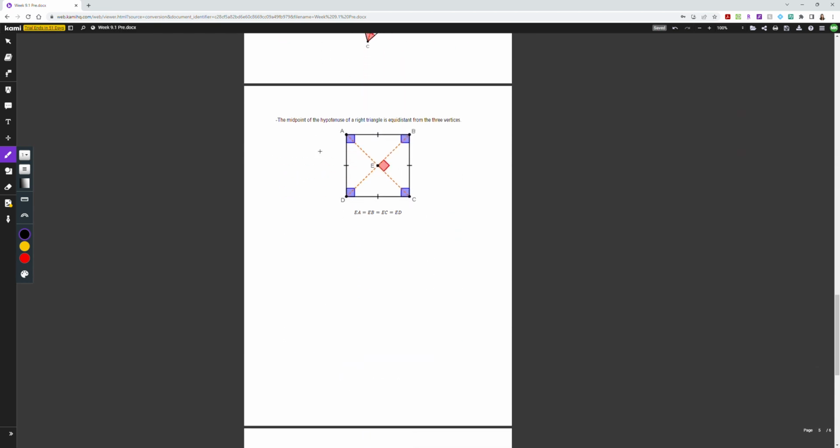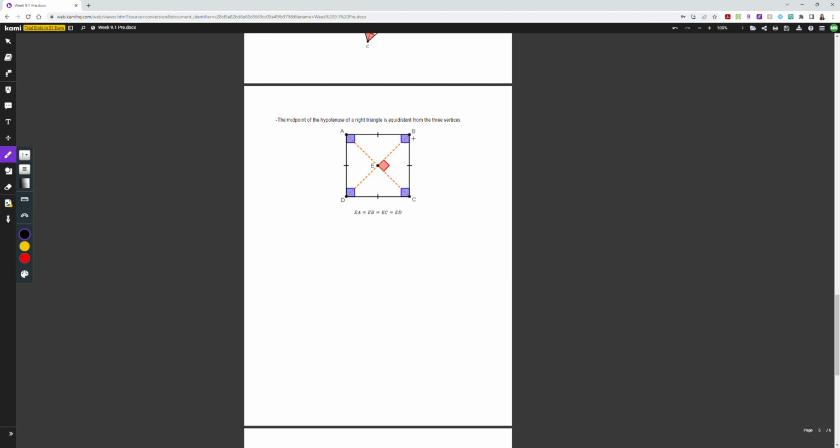Now, the midpoint of the hypotenuse of a right triangle is equidistant from the three vertices. So essentially what this means is, if we were to draw diagonals for a square, it would look like a right angled triangle because of the right angle here. So this is the hypotenuse.